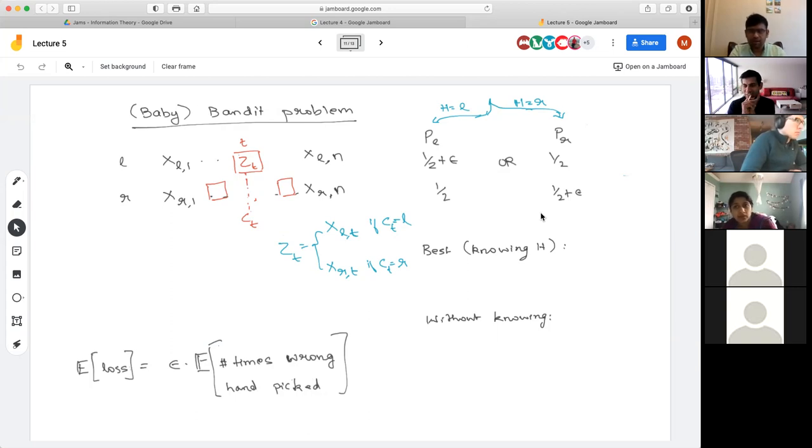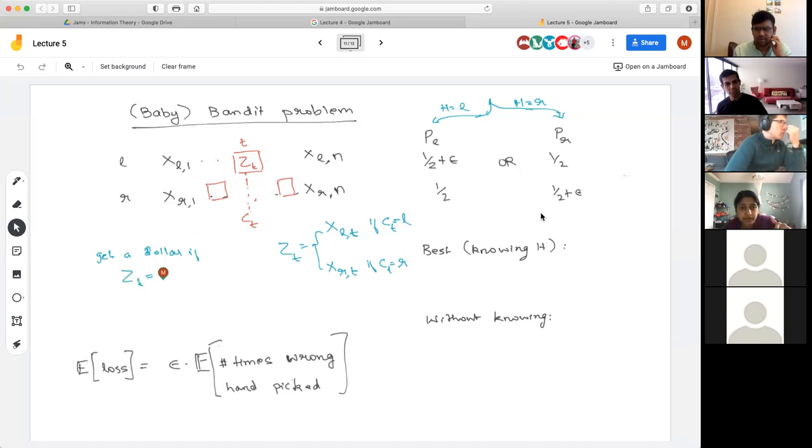No, it's still a random coin, and you only get $1 if it comes up heads, right? So it could happen that you get nothing. It's still a probabilistic event. So the process is you get $1 if whatever hand you chose to see has a heads in it.